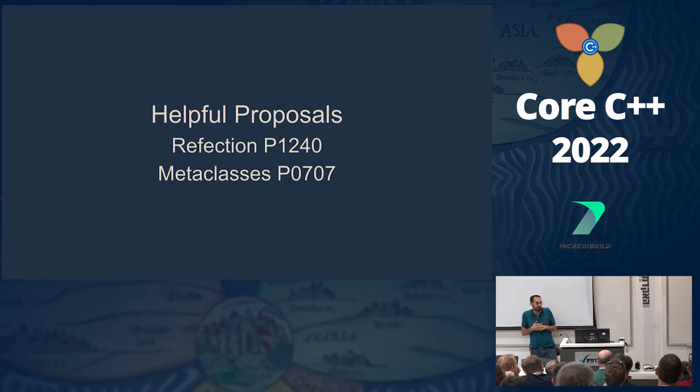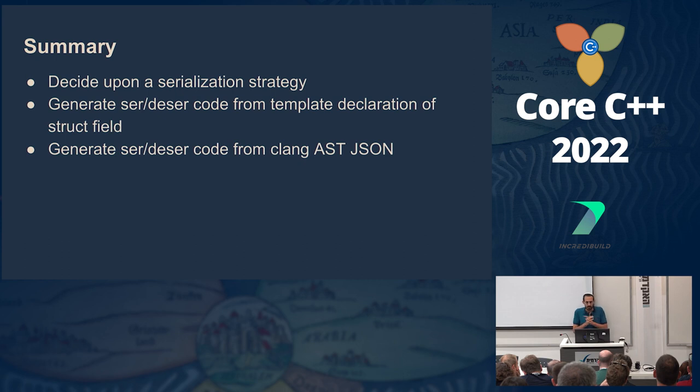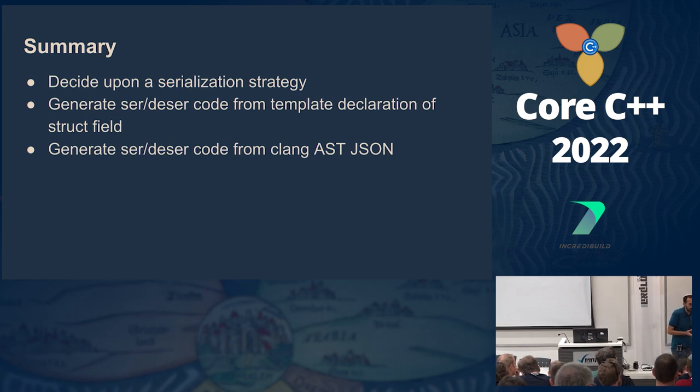One final note is that two proposals that could help in the farther future are reflection and also metaclasses. They could help generate serialization and deserialization code. I think the most important thing is that you have to decide on a serialization strategy. Once you make sure that serializing and deserializing structures is convenient, it could be of great benefit to your project. You can use templates to generate serialization and deserialization code, and you should consider Clang AST output if you want to use an external tool to generate C++ code. Thank you very much, and I'll be happy to answer questions.